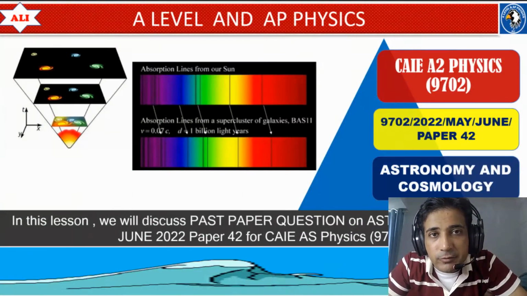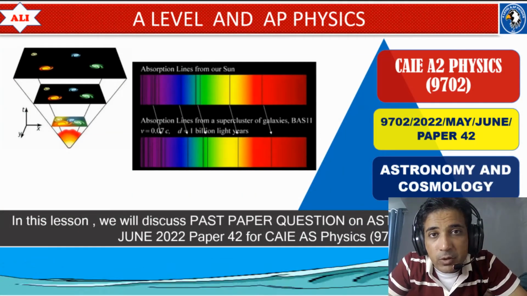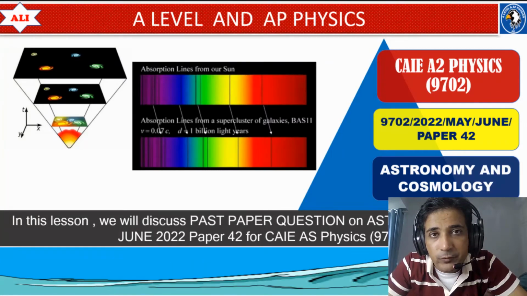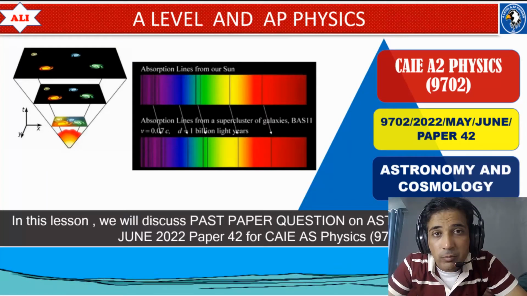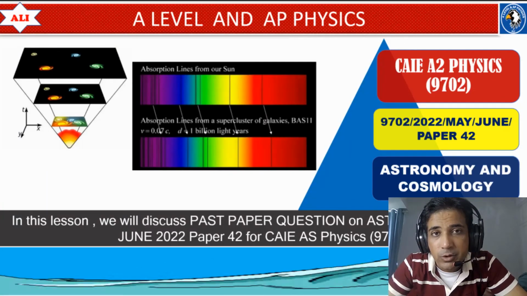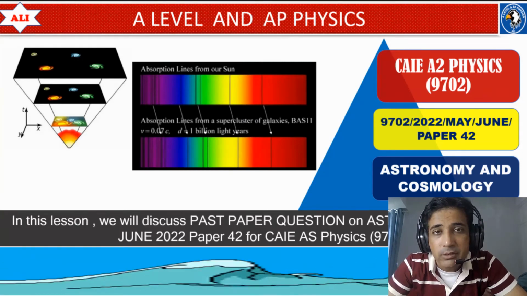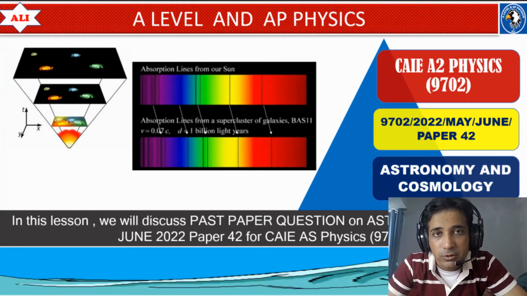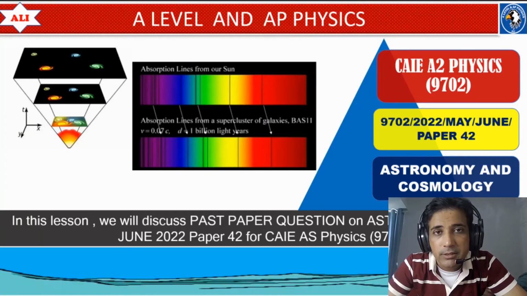In today's lesson, we will discuss a typical type of question on astronomy and cosmology from May-June 2022, paper 4, variant 2. In this question, we will talk about the Big Bang. We will discuss Hubble's law, and we will also talk about redshift. And these are three main concepts from astronomy and cosmology. Let's study together. Let's improve together.